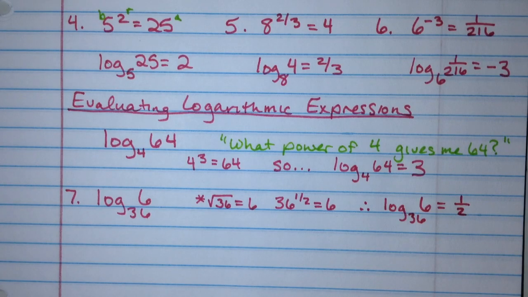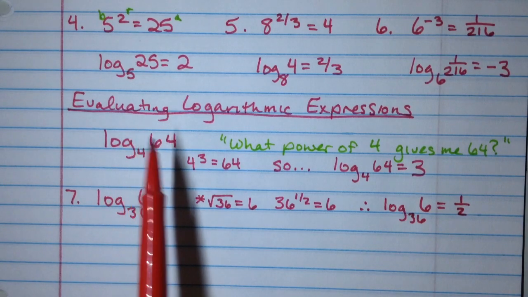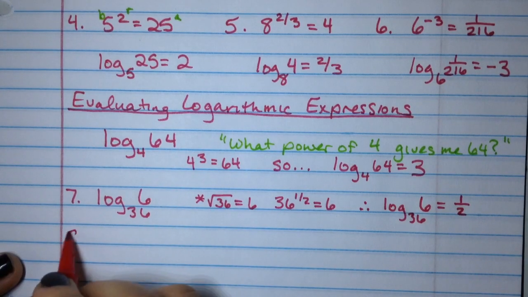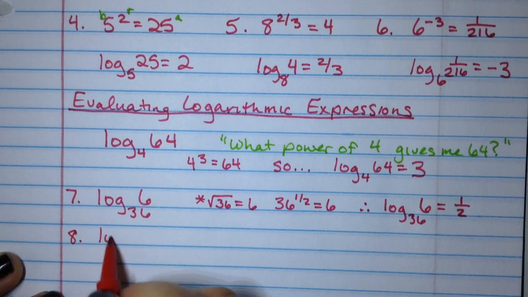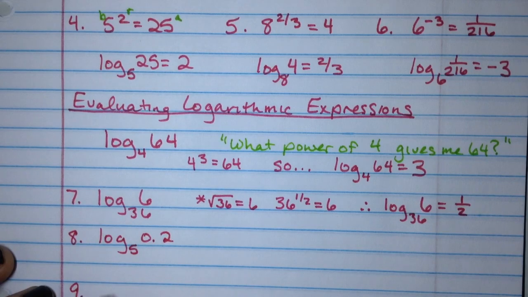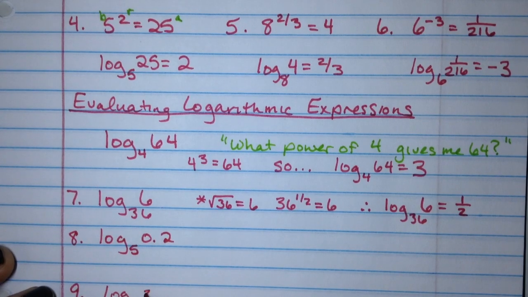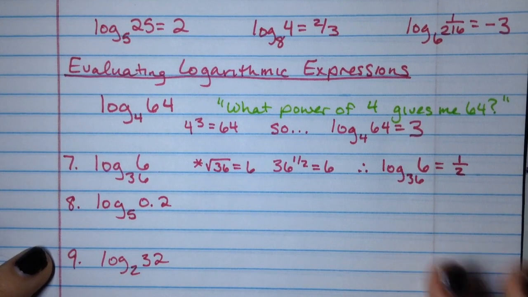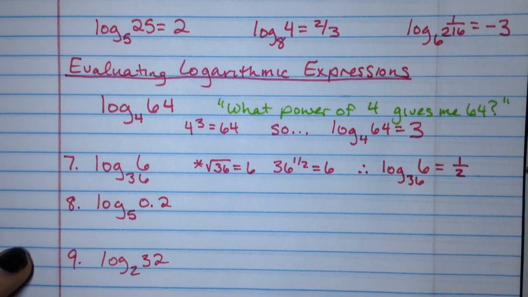If this is confusing for you, stop, go back to the beginning when I started explaining this example, and listen to it all again. If you're hanging on, I have 2 examples for you to try. This is log base 5 of 0.2 and log base 2 of 32. So now's your chance to decide if you're good enough to go on or you need to go back and watch a little bit. So take a moment, make a decision for yourself, and try these 2.